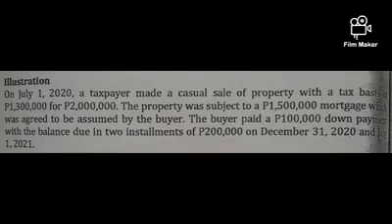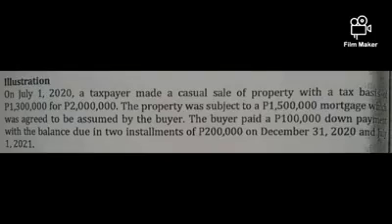Okay, let's have this illustration. On July 1, 2020, a taxpayer made a casual sale of property with a tax basis of 1,300,000 pesos for 2 million pesos. The property was subject to a 1,500,000 mortgage, which was agreed to be assumed by the buyer. The buyer paid a 100,000 pesos down payment with a balance due in 2 installments of 200,000 pesos on December 31, 2020 and July 1, 2021.